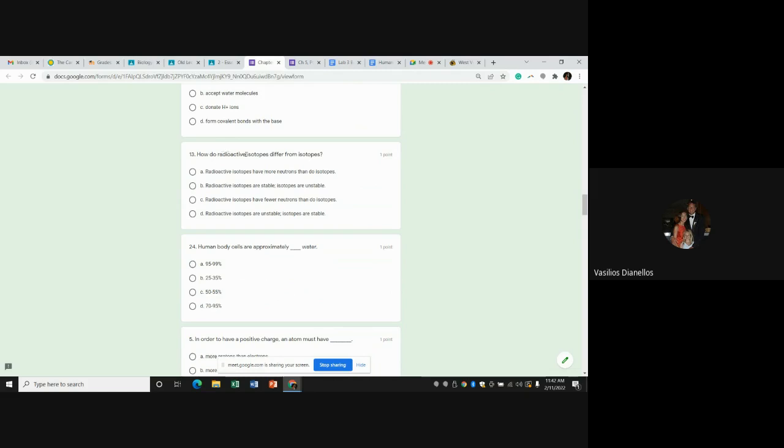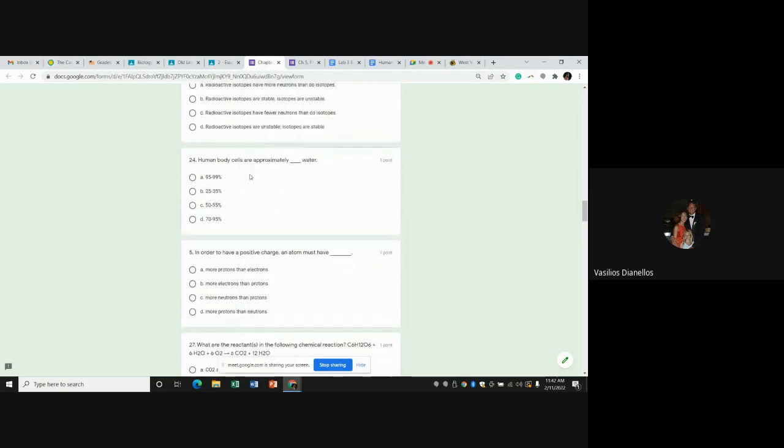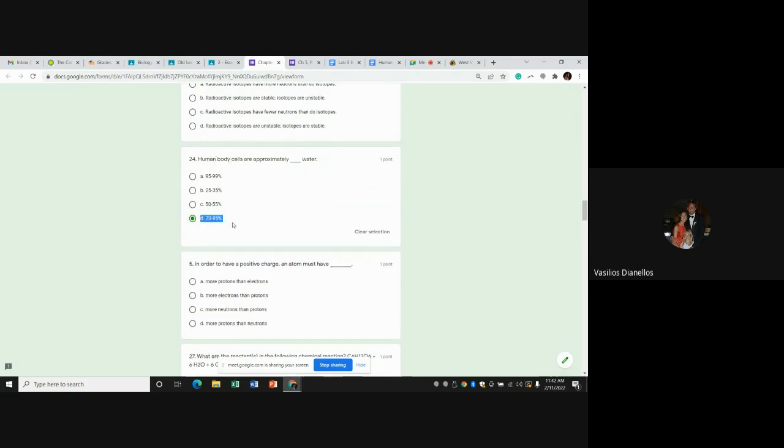How do radioactive isotopes differ from isotopes? Not on the exam. Here's one thing you do need to know. I've been telling you for a while that you need to know this. Human cells are approximately how much water? 70 to 95%. There's not much else I can say about that.